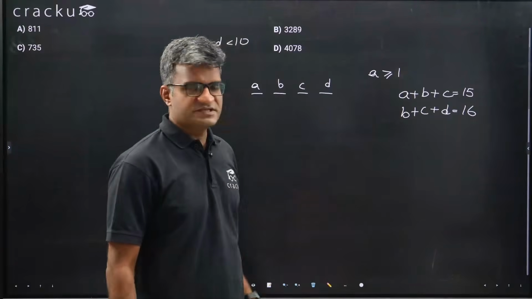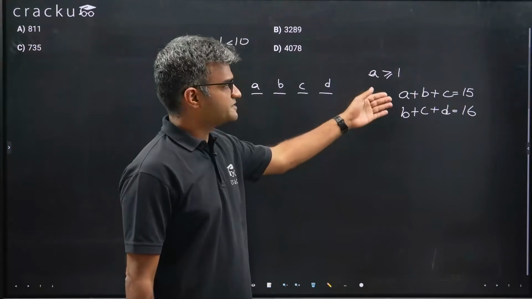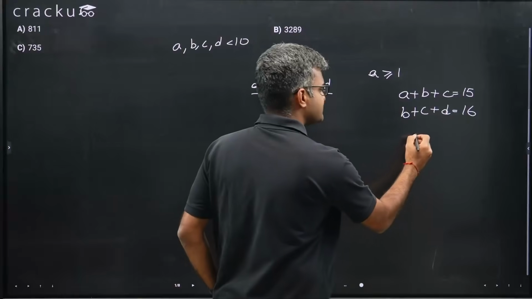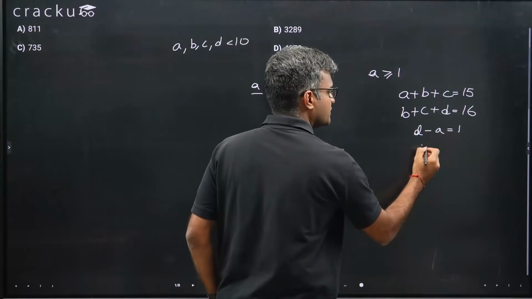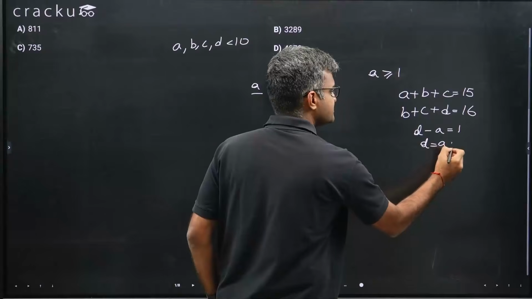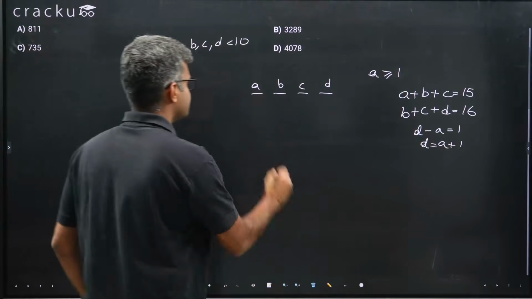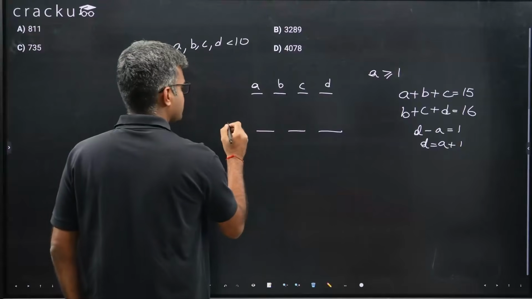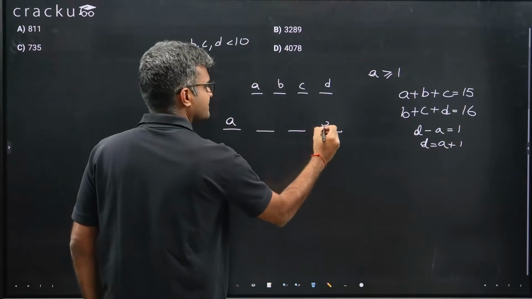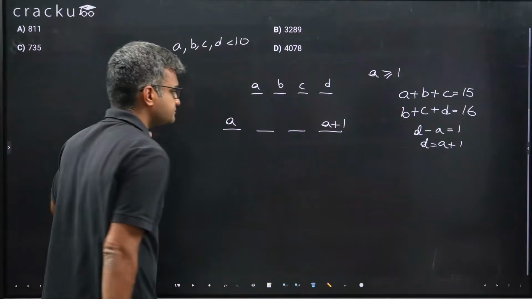From these two equations, immediately you will figure out that if you subtract the first one from the second one, D minus A has to equal 16 minus 15, which is 1, or the value of D is A plus 1. So basically, this is a 4-digit number. This is the first digit, second digit, third digit, and fourth digit. If this is A, this will be A plus 1.